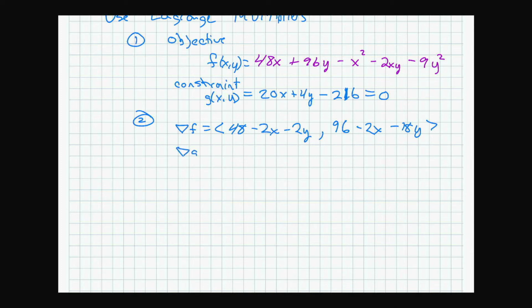We also need the gradient of g. So the partial with respect to x is 20, and the partial with respect to y is 4. So that's nice, right? Wait, hold on a second here.